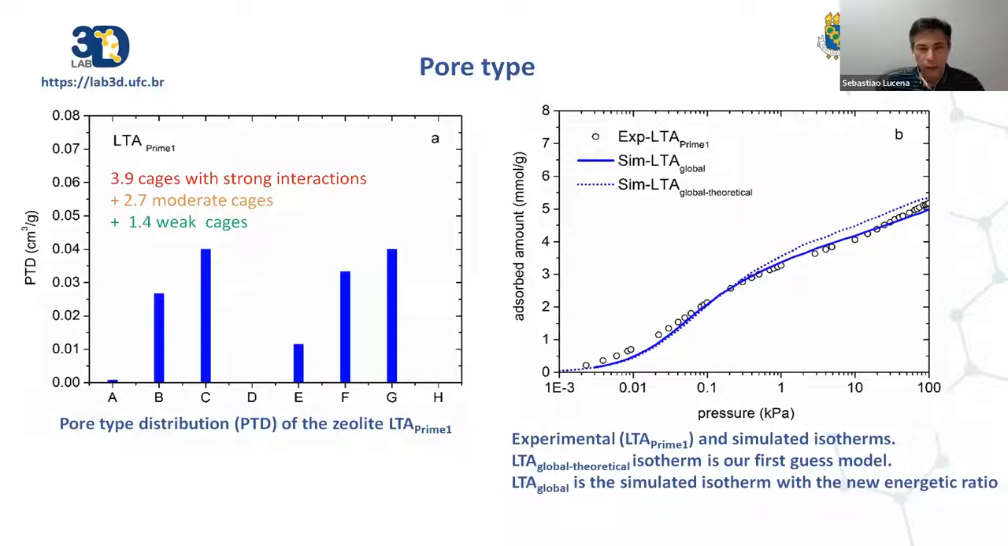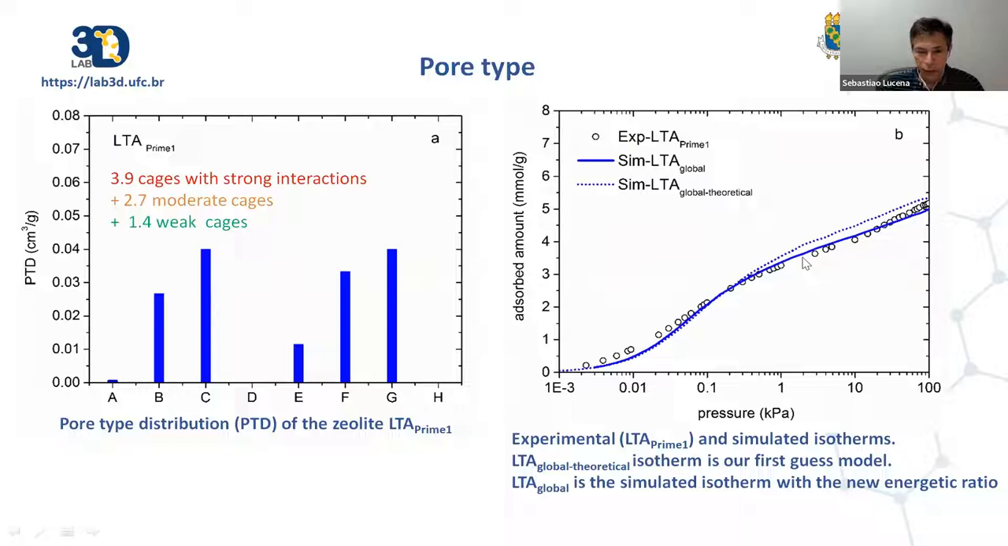When you submit the experimental isotherm of the first sample to the kernel of local isotherms, a different proportion of energy distribution of the cavities emerges. The strong interaction, which was 2, goes to 3.5 cages. The moderate interaction, which was 3, goes to 2.7 cages. And the weak interaction, which was 3, goes to 1.5 cages. With the new ratio, a better agreement between the simulated and the experimental isotherms is obtained.